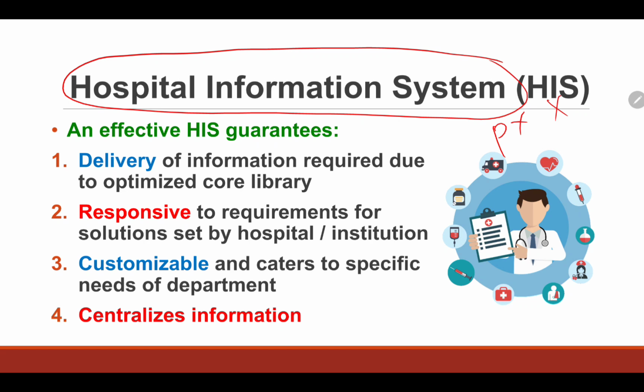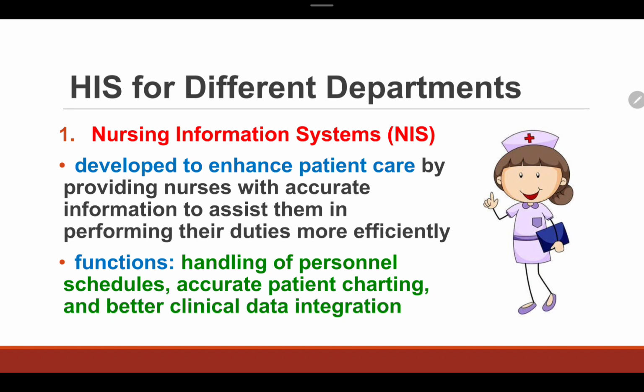Okay? So I told you before that HIS is a system, so it means it has lots of components. So isa-isahin natin ang mga component ng HIS or the different systems. So meron tayong at least minimum of 4 components. Okay, so let's see. Let's start with the NIS, or the Nursing Information System. The NIS is developed to enhance patient care by providing nurses with accurate information to assist them in performing their duties efficiently.